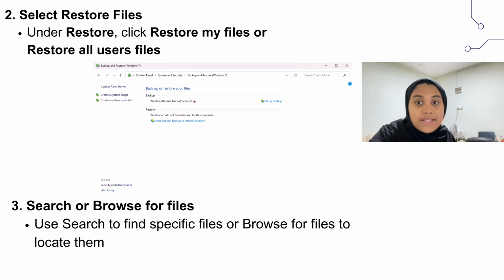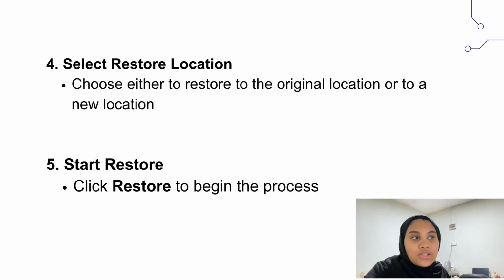Number 3, search or browse for files. You can use search to find specific files or browse for files to locate them. Number 4, select restore location. You have to choose either to restore to the original location or to a new location. And the last one, start a restore. Click restore to begin the process.